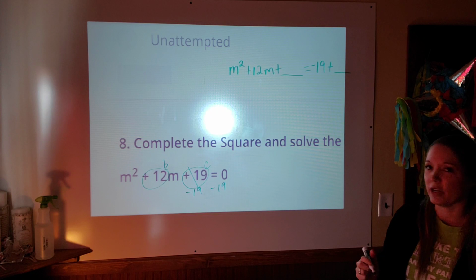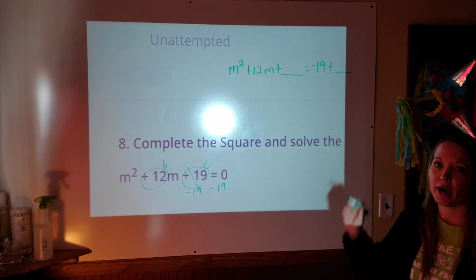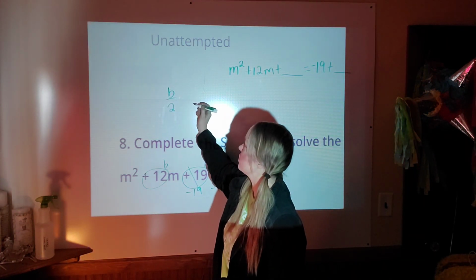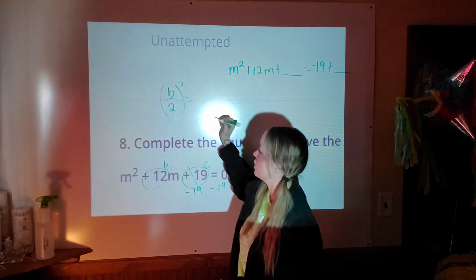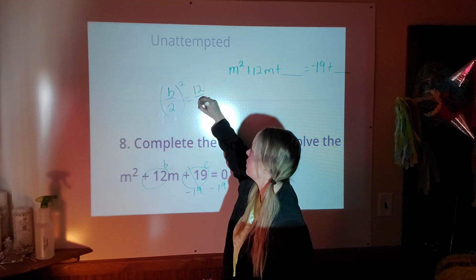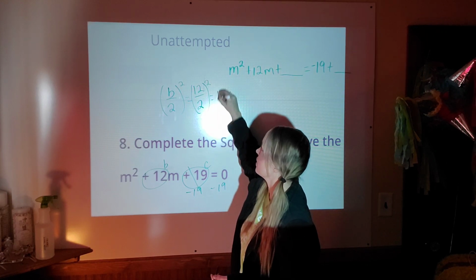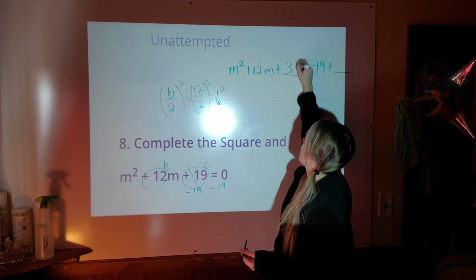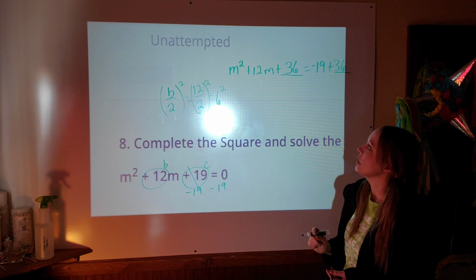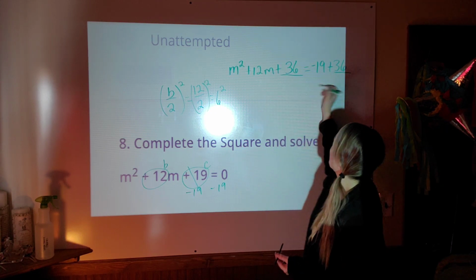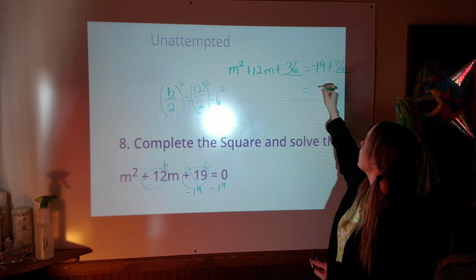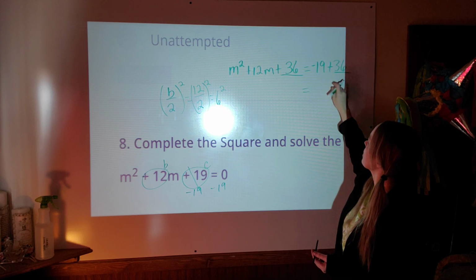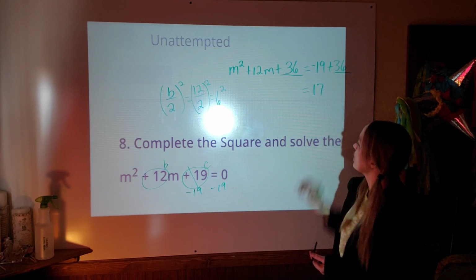So now I have to figure out what that new C is. Well, we find that new C by the B. So I'm going to take B, do half of it, and then square it. So B is 12. So 12 divided by 2 squared is 6 squared, so that's going to be 36. So I'm going to add 36 on both sides. And when I do that, this side, negative 19 plus 36, ends up being positive 17.